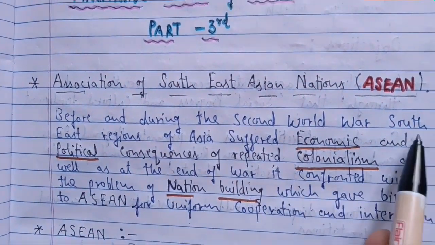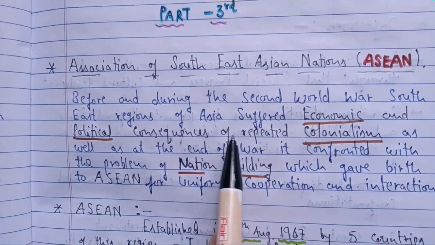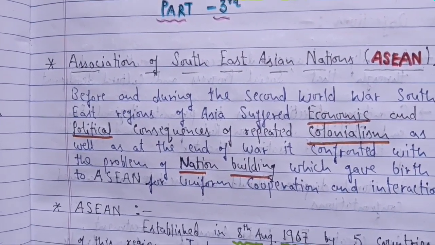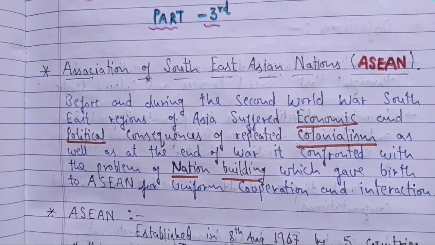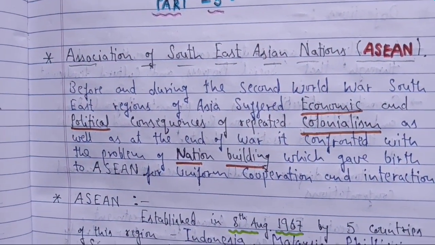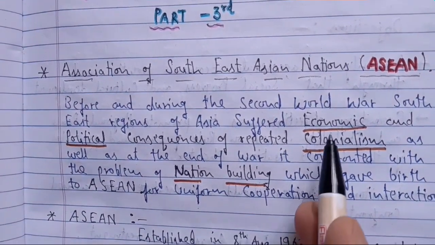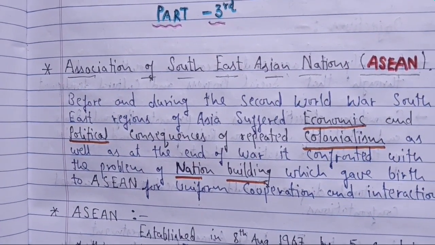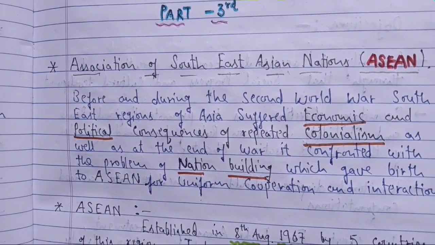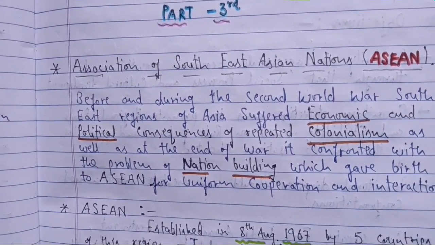Before and during the Second World War, the Southeast region of Asia suffered economic and political consequences of repeated colonialism. So it means during the Second World War, in fact, India was also under a British colony. Along with India, in the Southeast Asian region, all these countries were also colonies. They were facing a lot of economic and political problems. There was not a proper balance between economy and political situations, as they were under some colony, or they were not sovereign.